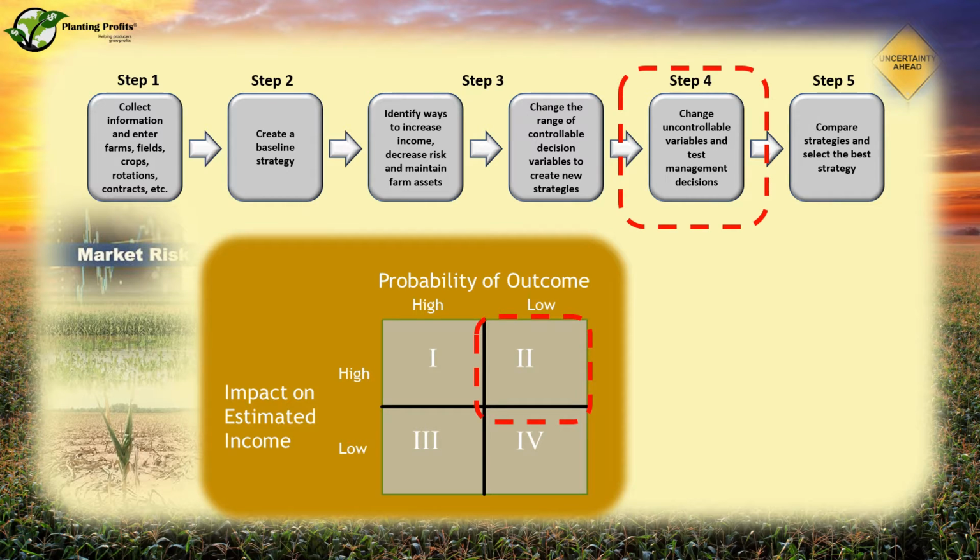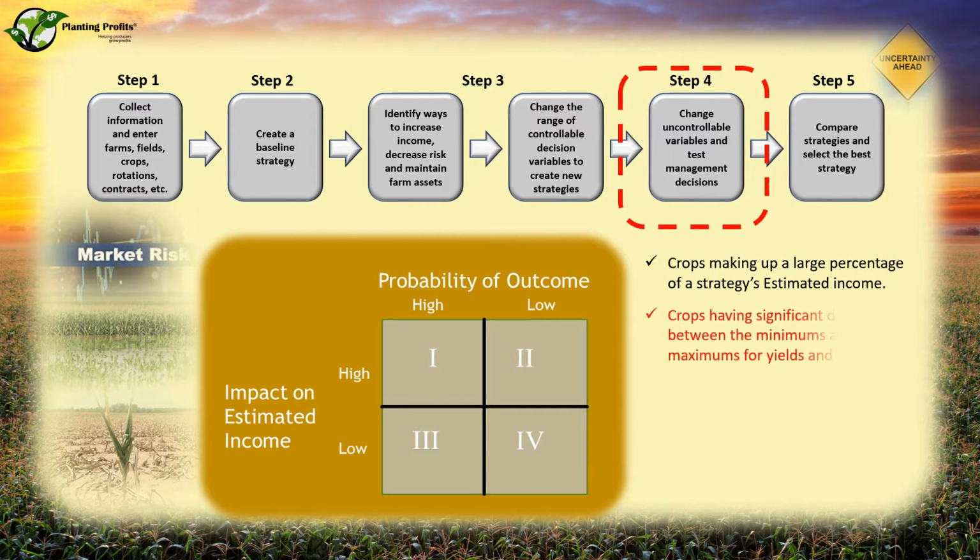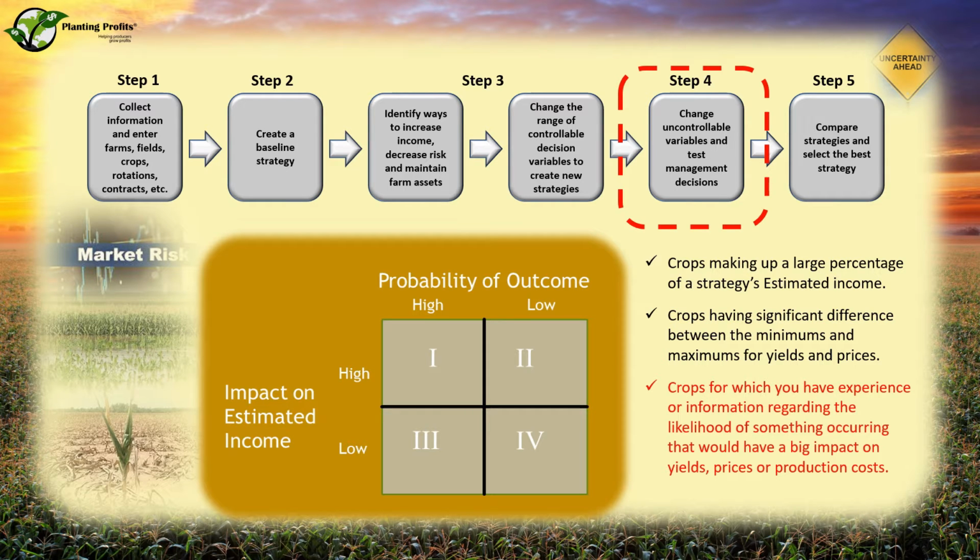This means focus on crops making up a large percentage of a strategy's estimated income, crops having significant difference between the minimums and maximums for yields and prices if you are using those values, crops for which you have experience or information regarding the likelihood of something occurring that would have a big impact on yields, prices, or production costs.